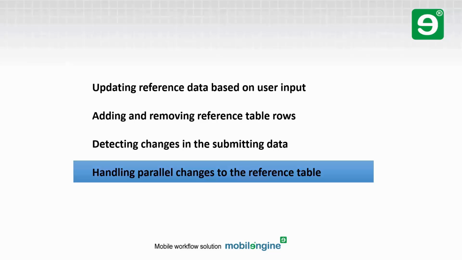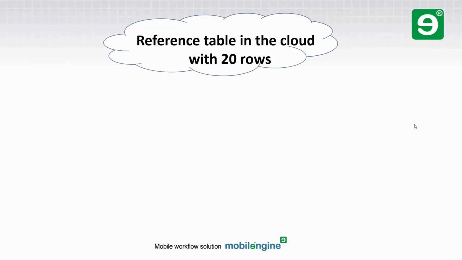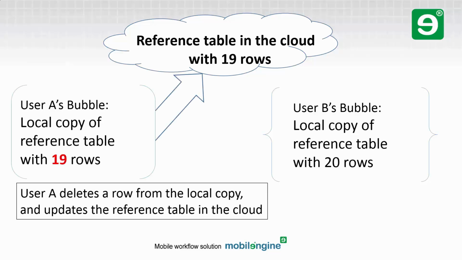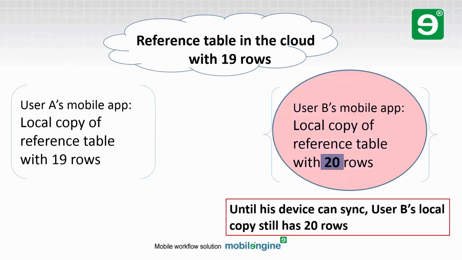This needs some work. In an ideal world, if none of your users were ever offline, everyone would have the same version of the reference data on their devices. In the harsh real world, each user has a snapshot of the reference data as it was when he or she last synchronized his or her device with the cloud. The problem: user A, who is using the same reference table as user B, has just deleted a row and updated the reference table in the cloud. User B has not downloaded current reference data in an hour. The local copy of the reference data on his phone still has 20 rows.